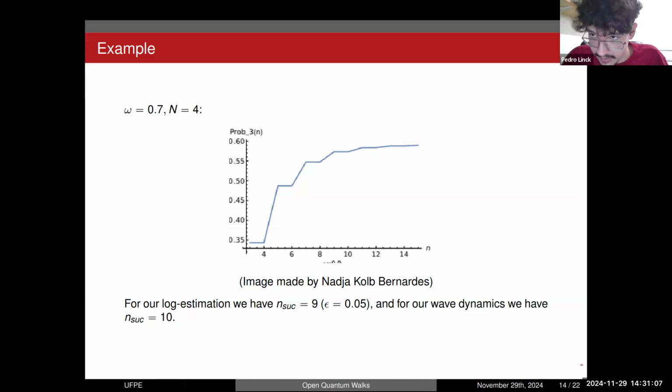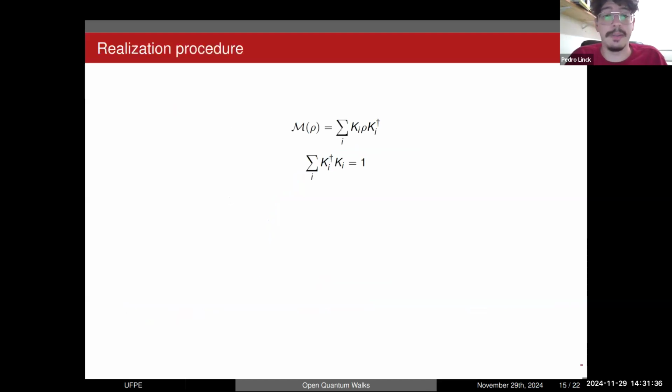And when we use our wave dynamics estimation using the velocity, we have that the number of steps is 10. It's just one step more. So it is a pretty good rough estimation of how many steps you need to take. Of course, you don't know the error with respect to the steady state, but well, it's the trade-off for simplicity, okay?